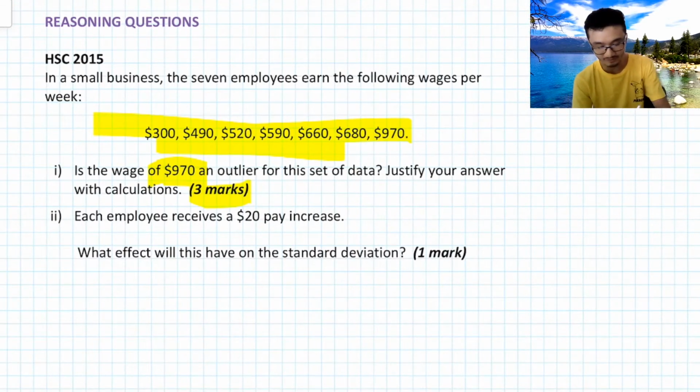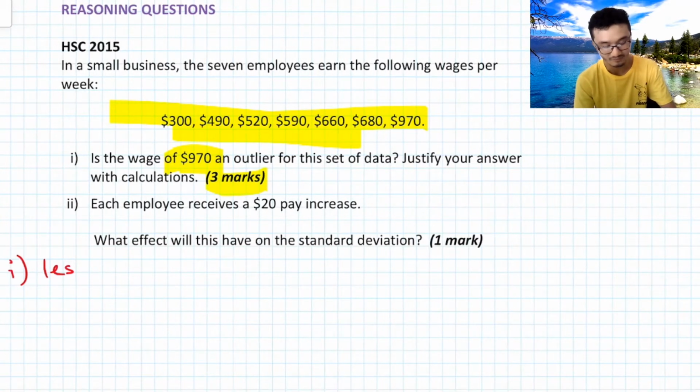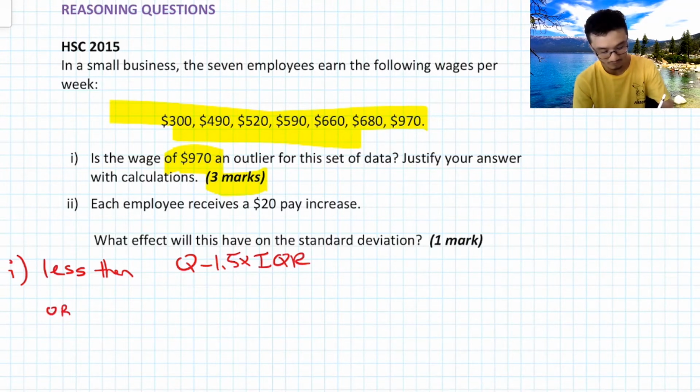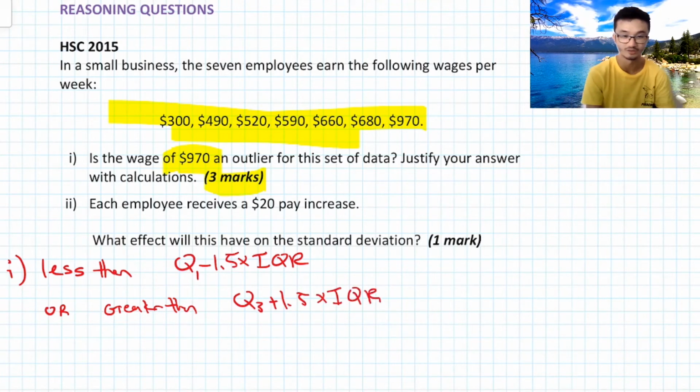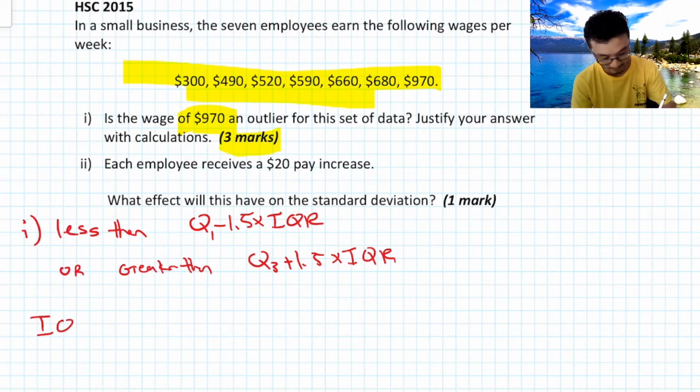The conditions for an outlier, this is part 1, are either it's less than Q1 minus 1.5 times the interquartile range, or it's greater than Q3 plus 1.5 times the interquartile range. These are the 2 conditions that we impose. Both of these have the interquartile range, so I'm going to calculate that first. Remember, the interquartile range is Q3 minus Q1.